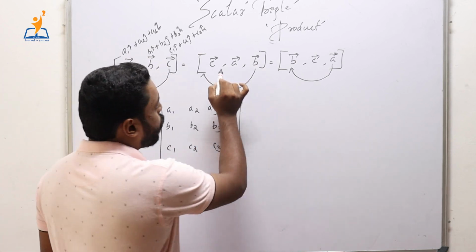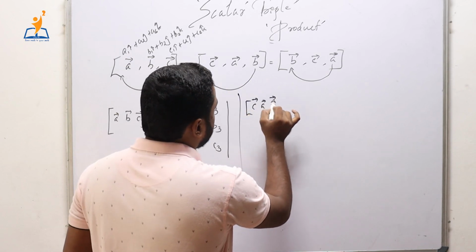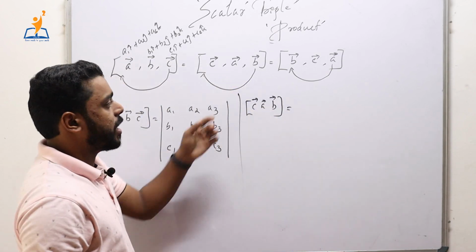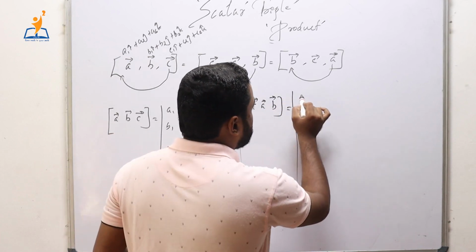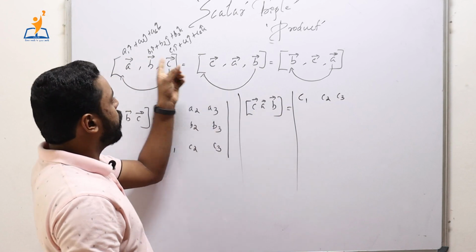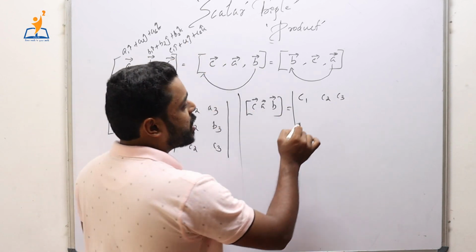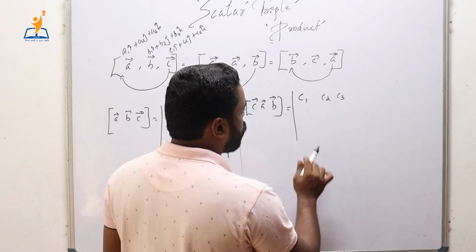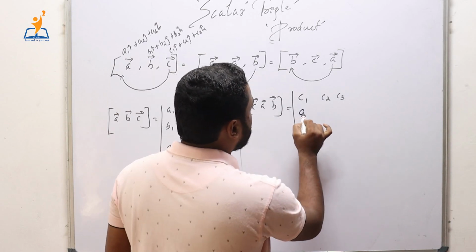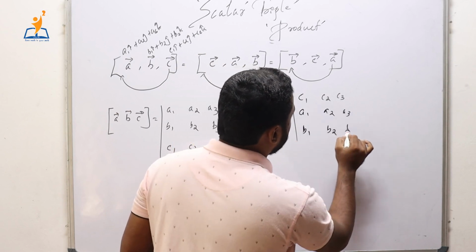Then we have box CAB. We are now going to evaluate the second box product. It is nothing but the determinant C1, C2, C3. The first vector in the box product is C and its components are C1, C2, C3. It must come in the first row of the determinant. Then we have A, A1, A2, A3. Then here we have B, B1, B2, B3.